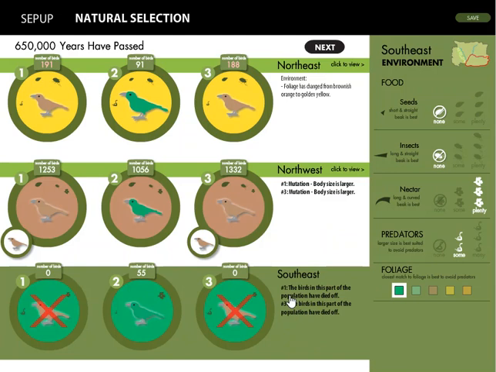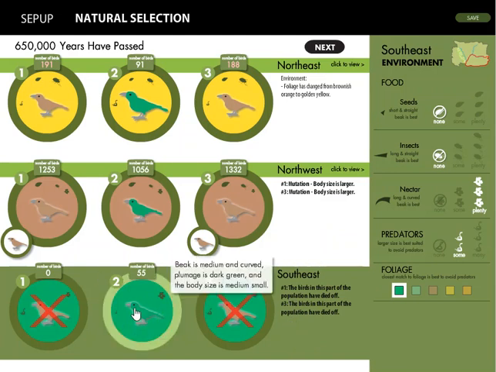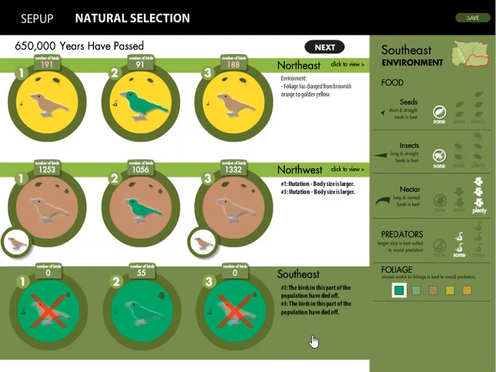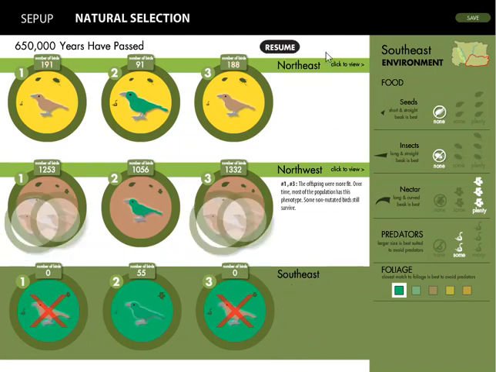In the remaining population, we still see a medium body size and dark green plumage, so it fits into the environment very well. That's probably what's happening, don't you think? The beak is curved, which is good for the flowers, and the dark green color blends in with the environment. Because there are predators, that's probably a benefit. Let's see what happens next. 650,000 years we're at.